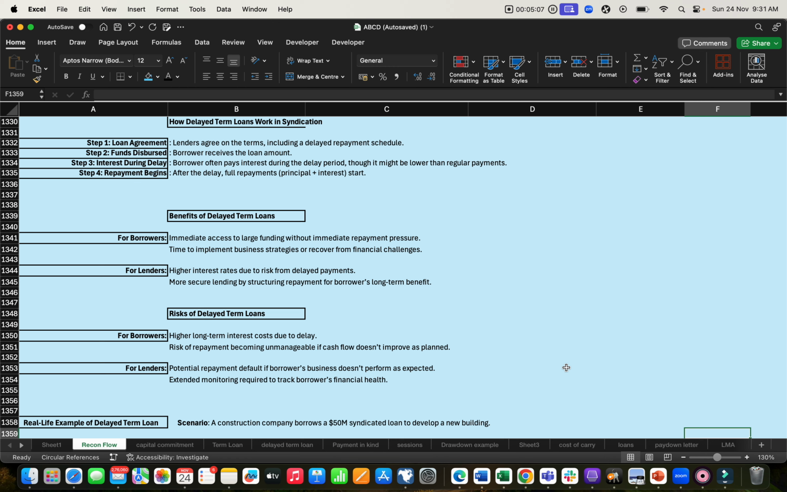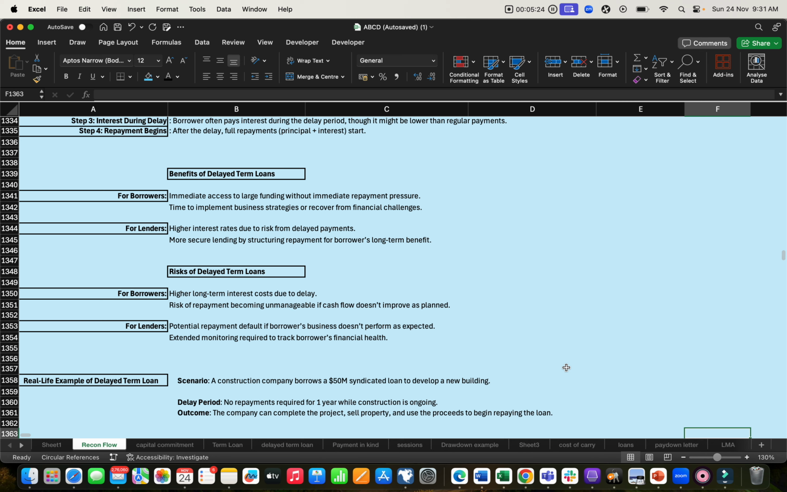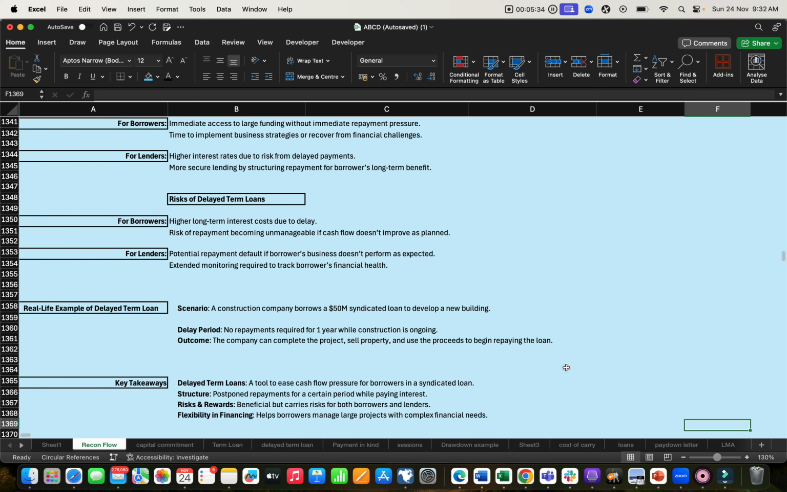So more secure lending by structuring repayment for the borrowing long term benefit. So already decided on the loan agreement, so according to same he will get a repayment of his loan for long term benefit. So why is this long term? Because maybe 15-year, 20-year it will get, and the lender will take advantage of interest rate for that long period.